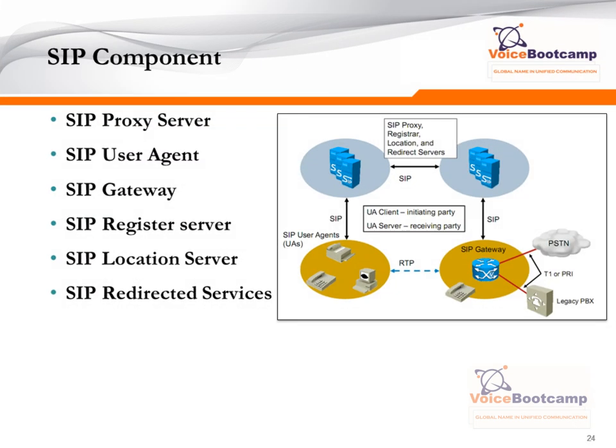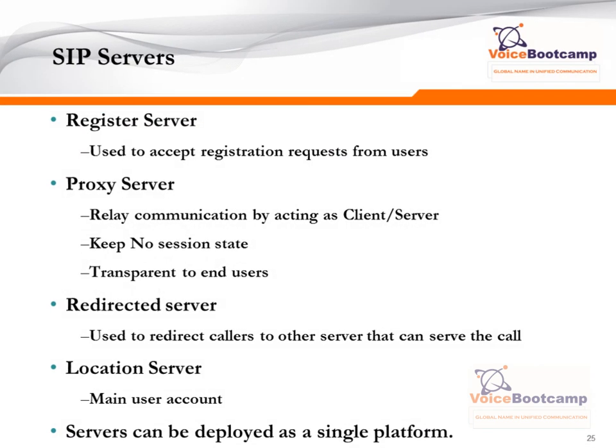SIP has various components that work together: a SIP proxy server, user agent, SIP gateways, SIP register server, location server, and redirect server. A register server is used to accept registration requests from end users. So when you open a SIP client and you want to register to a server, you register to the registration server. Once you are registered, to make any call, you will communicate with the proxy server. The proxy server is responsible for relaying communication by acting as a client and server between the endpoints. It does not keep any session state, and it is transparent to the end user.